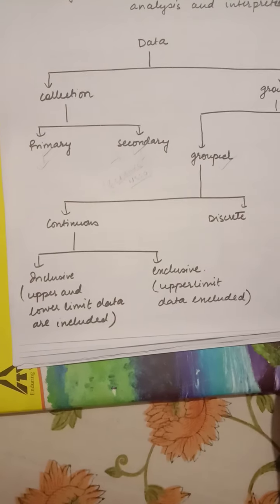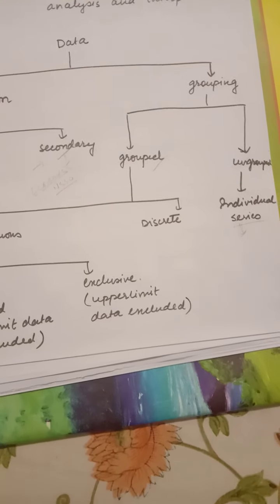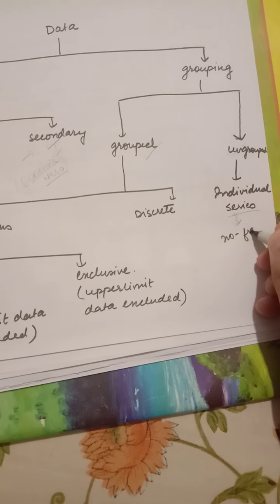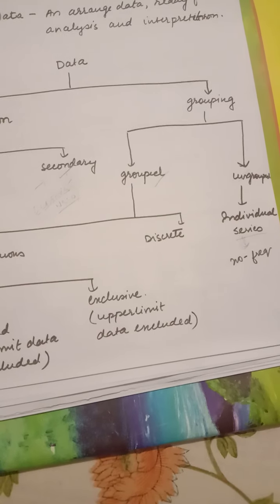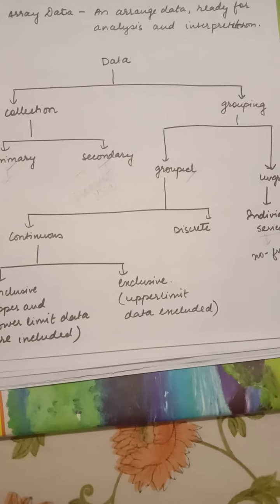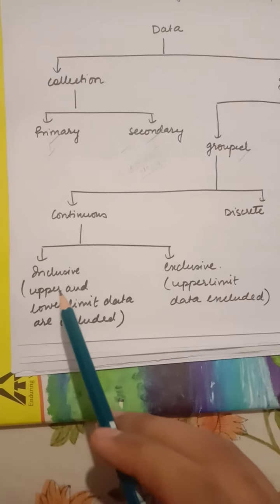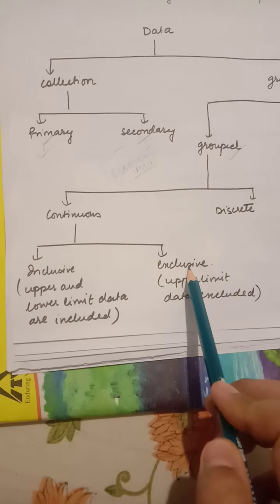Discrete series, individual series doesn't have a frequency. There is no frequency in the individual series, so that is why we couldn't say it as a grouped one. For continuous series, there are two types of data, that is inclusive series and exclusive series, okay.